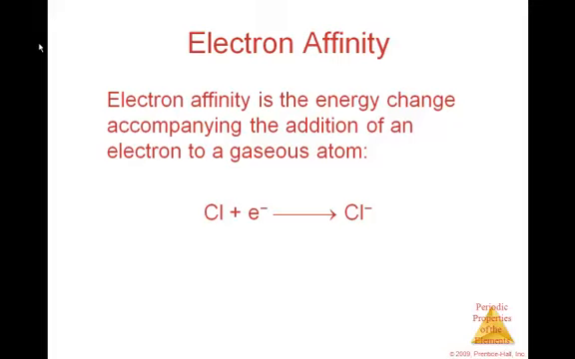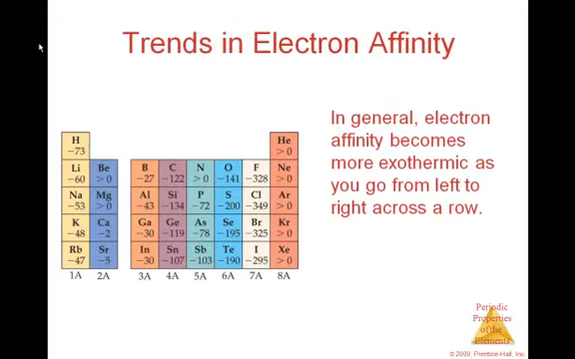So for example, in this example you can see it's chlorine plus an electron produces the chloride ion, and how much energy is released as a result of that particular change. The trends in electron affinity are shown in this particular diagram, and they're showing the s and the p orbitals. In general, electron affinity becomes more exothermic as you go from left to right across a row.